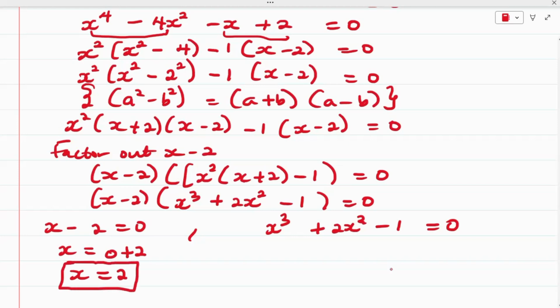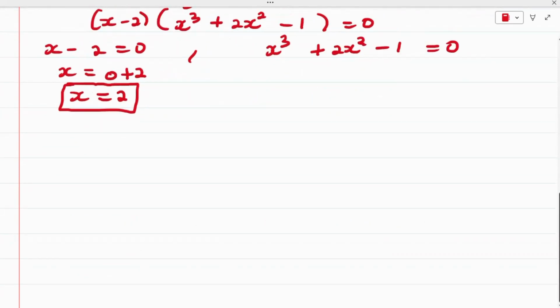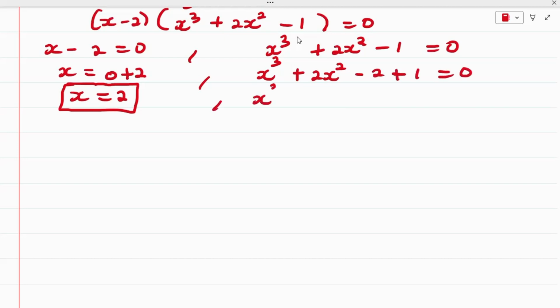So let's simply solve for this other part right here. From here we have x raised to the power of 3 plus 2x squared. We can easily express the minus 1 to be minus 2 plus 1, and this is equal to 0. So we have x raised to the power of 3 plus 1 plus 2x squared minus 2, and this is equal to 0.